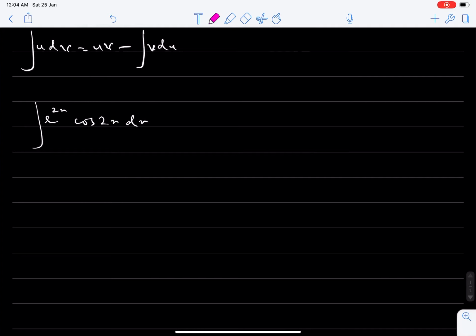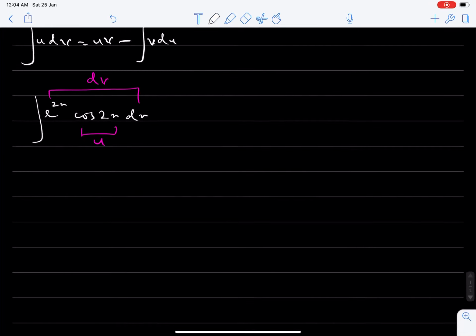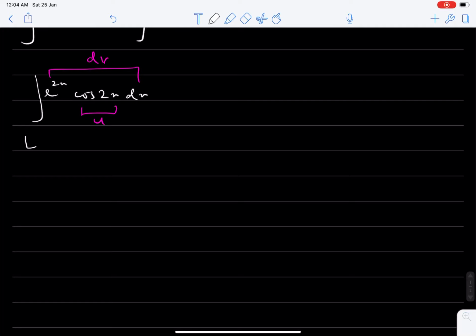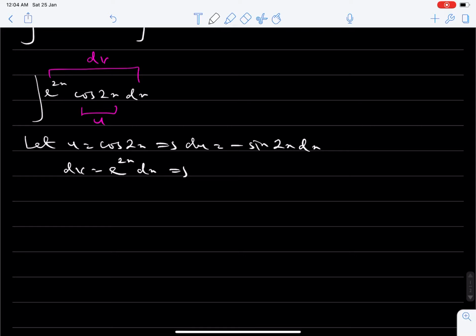Here, let u be cos 2x and dv is e raised to the power 2x dx. That means u is cos 2x, which implies that du is minus sine 2x dx, and dv is e raised to the power 2x dx, which implies that v itself is e raised to the power 2x over 2.